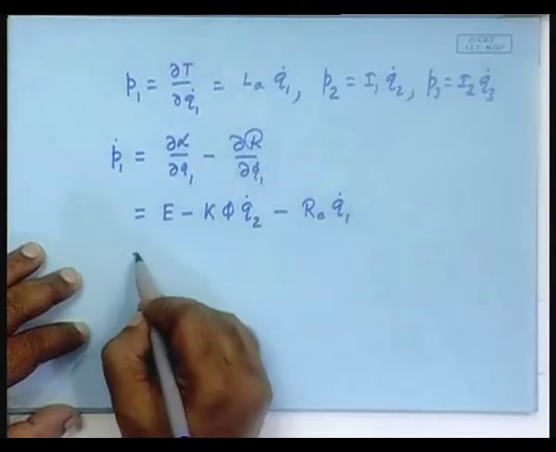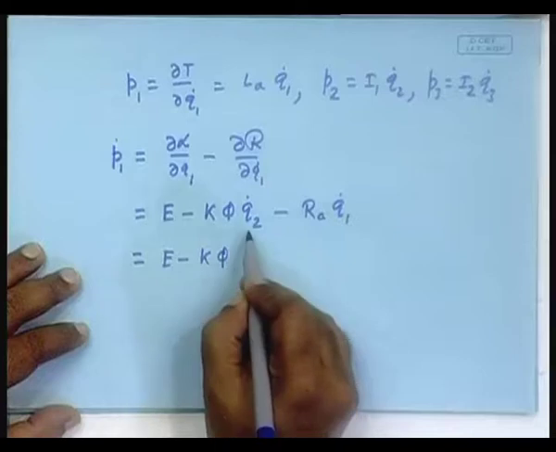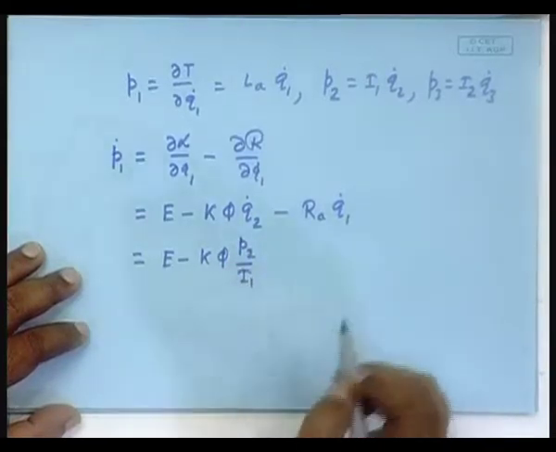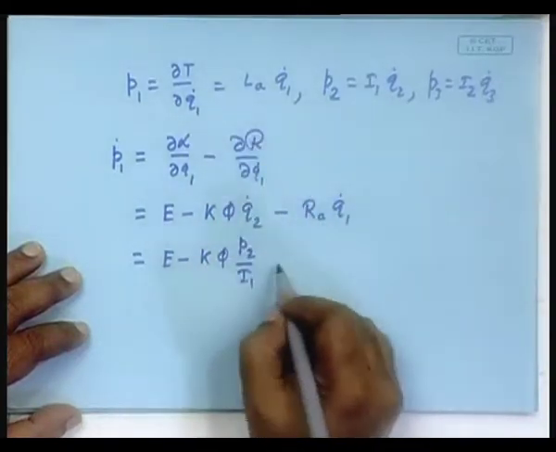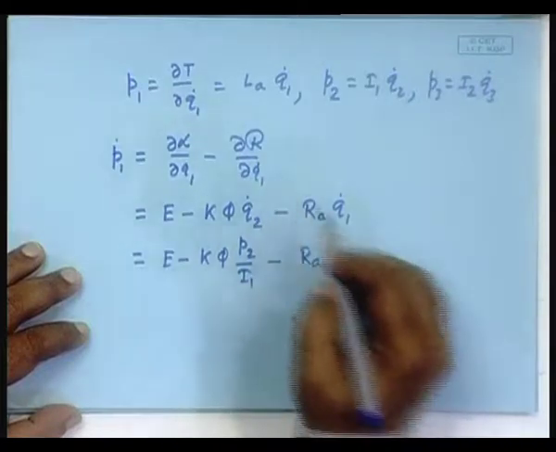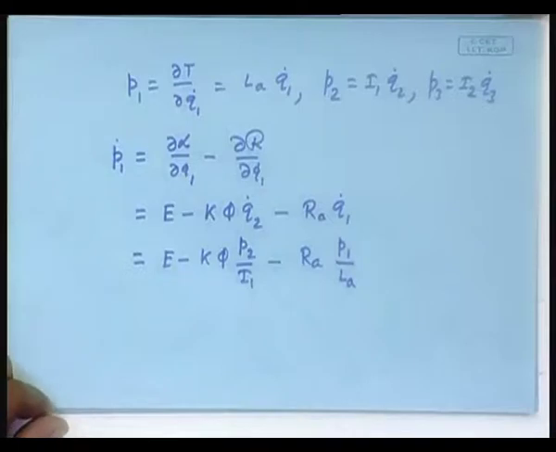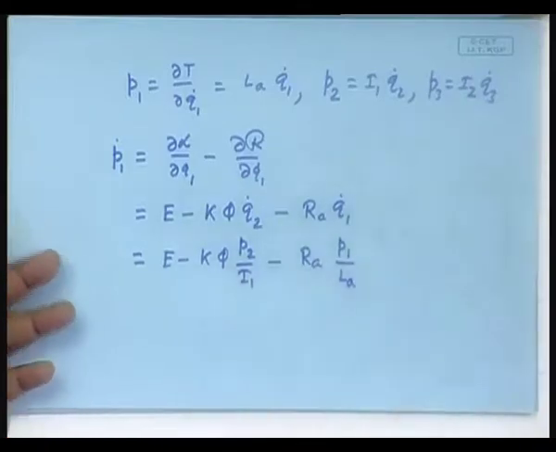So, substitute, you get E minus K phi Q2 dot is P2 by I1, and this is here minus R A P1 by L A. So, that is the equation. Notice that this equation has come out to be the same as the one that we have derived using the Hamiltonian method. Check.